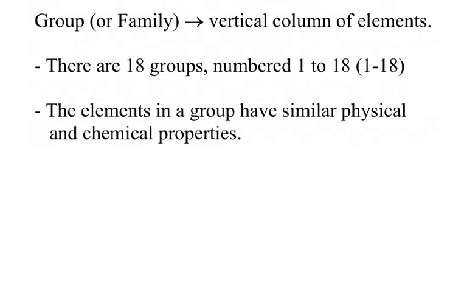Now, a group or family is vertical. They are vertical columns in the periodic table. You saw that there were 7 periods going from left to right. However, there are 18 groups, and they are numbered on the top, 1 through 18. I mentioned earlier that if you belong to a group, you share similar physical and chemical properties with the members of that group, and I'll illustrate that point in just a moment.